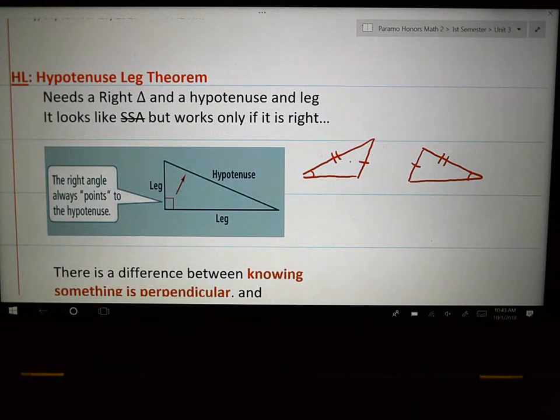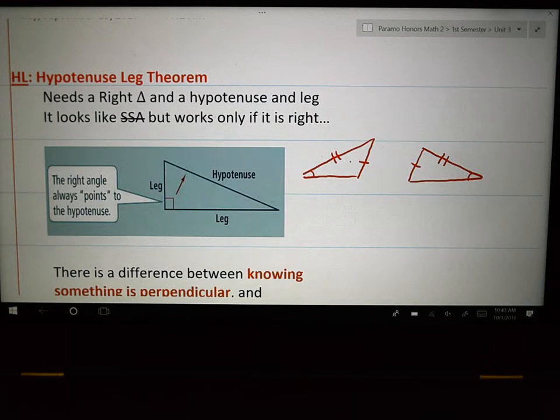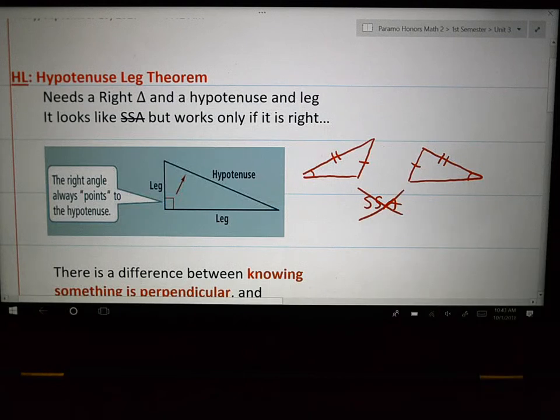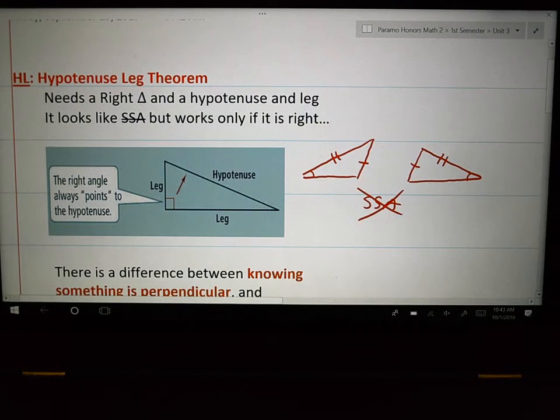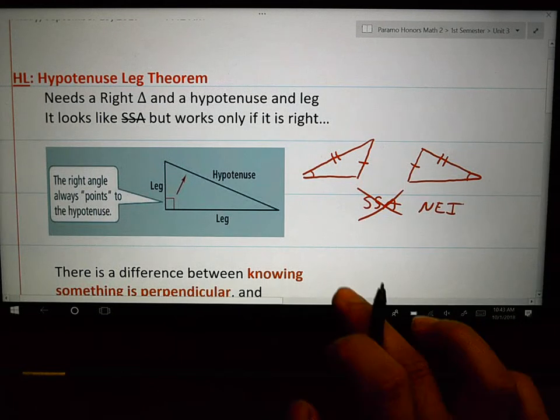Well, side angle doesn't exist unless there's a right angle. Then you can use HL. Okay, just so you know, these are not congruent to each other, and there is no such thing as a side angle proving that they're congruent. This is always not enough information, just in case you see something like that.